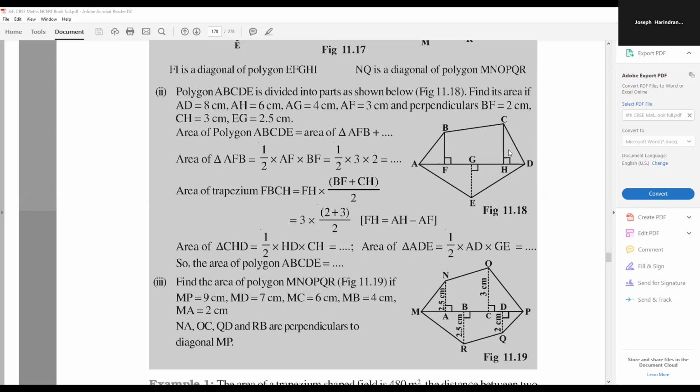So we can find out, if you are given the sides, we can find out. And we have another 2 triangles, right angle triangles, whose area we can find out. I have to add all these together.